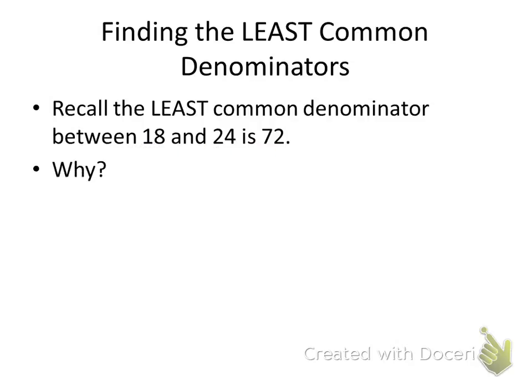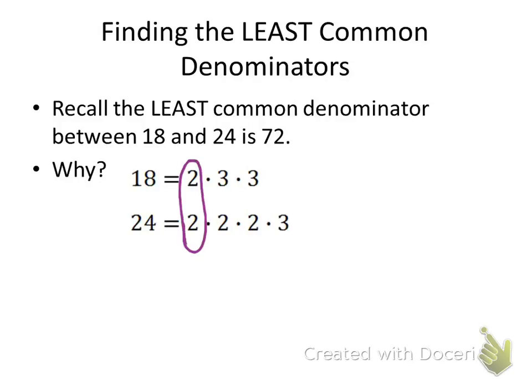And let's recall why. 18 has factors. If you did the factor tree, it'd break up into 2 times 3 times 3. By the way, you don't have this on your guided notes, so please write this down. 18 breaks down into 2 times 3 times 3. 24 breaks down into 2 times 2 times 3. You've got to keep in mind, what do they have in common? So that's how this 72 is developed. What do they have in common? They have a 2 and a 3 in common. And then what do they not have in common?